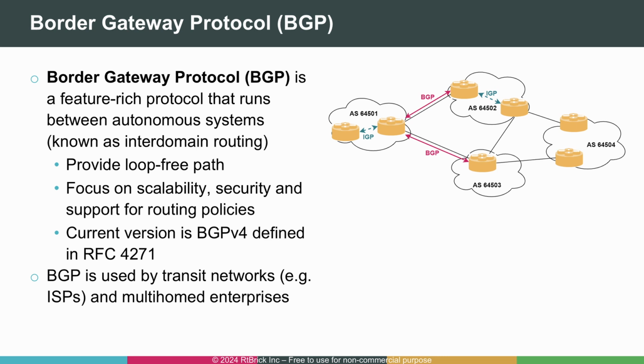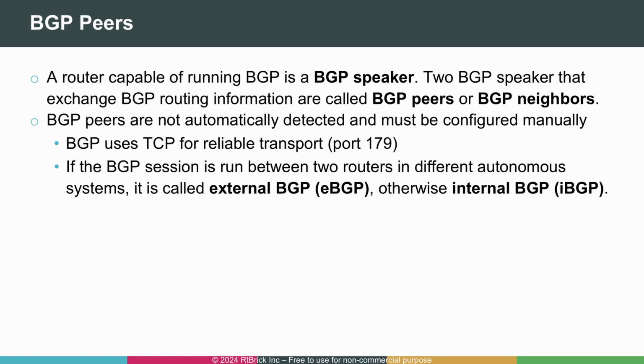Additionally, BGP is required by multi-homed business customers or enterprises that connect to the Internet via multiple connections, either for redundancy or for increased bandwidth. Multi-homing can be implemented with either a single service provider or multiple service providers. A router capable of running BGP is called a BGP speaker. Two BGP speakers that form a connection and exchange routing information are called BGP peers or neighbors.